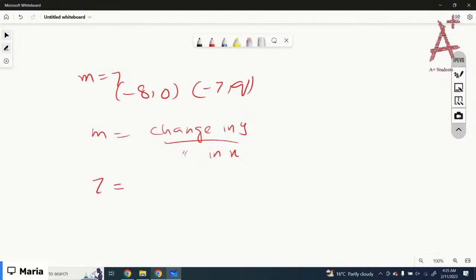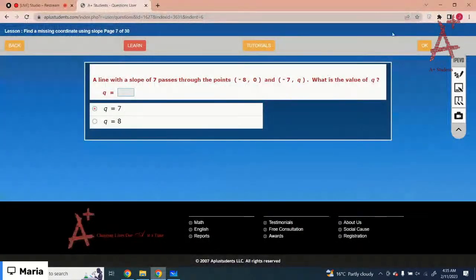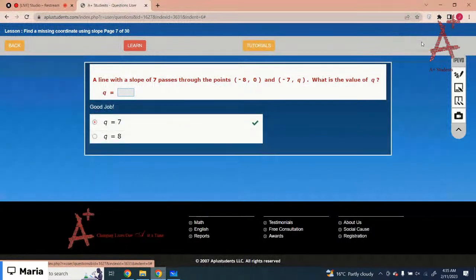So here you have change in y. It would be q minus 0, then negative 7 minus negative 8. Got it? So it is 7 equals q over negative 7 plus 8. That means 8 minus 7 is 1. So it would be q over 1 and q equals 7. Got it? That means the value of q equals 7. So the correct option is 7. Just select the correct option, then click on the OK button.